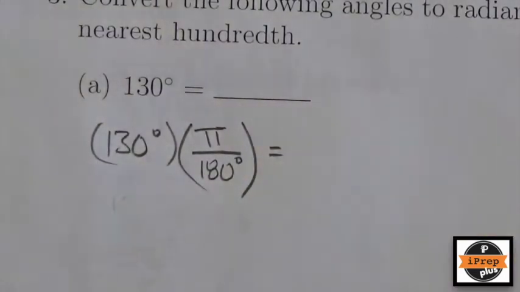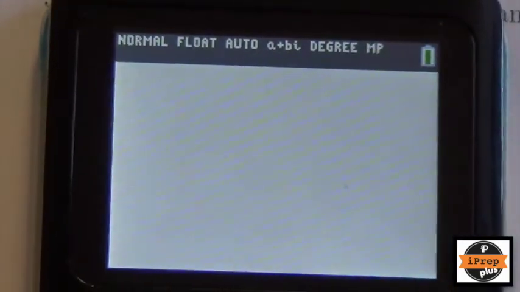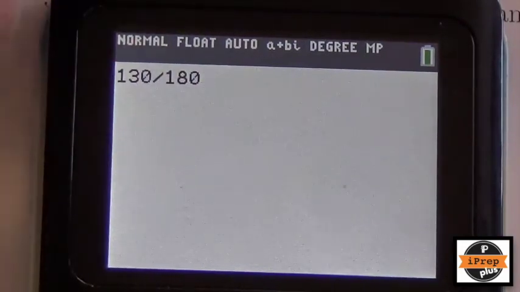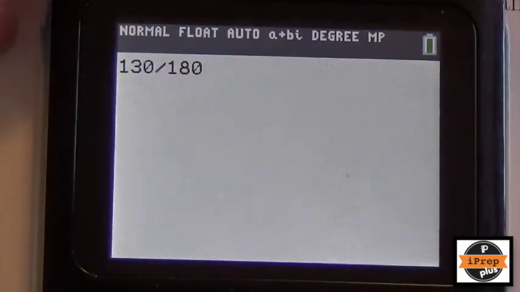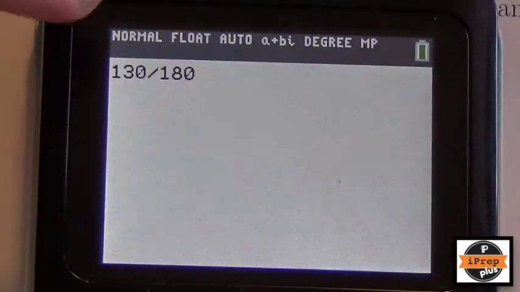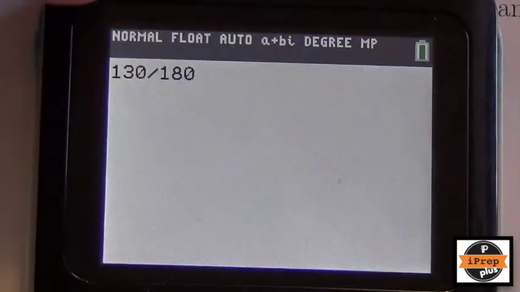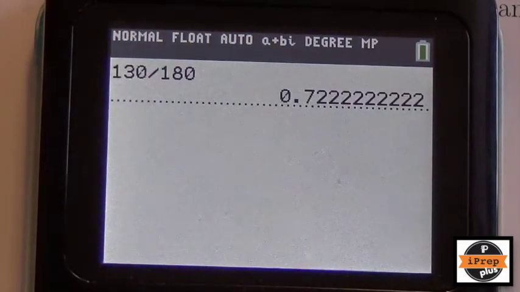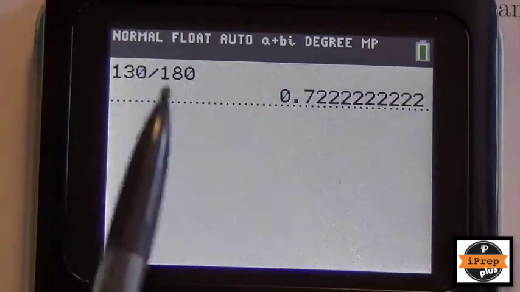Now, I know that I'm going to be left with an answer with a pi in it. So I'm going to end up with 130, really, divided by 180. Now, I don't really need to go through the process I'm about to show you here, but I'm just going to do it anyway because I want you to see it. I don't need to write the pi in there because I'm going to be left with the pi anyway. And you get 0.7222.